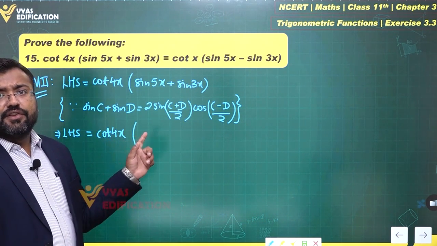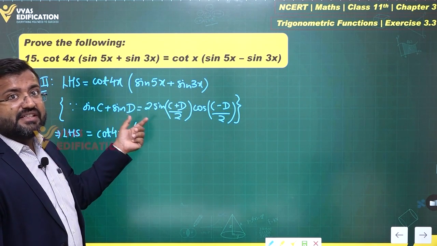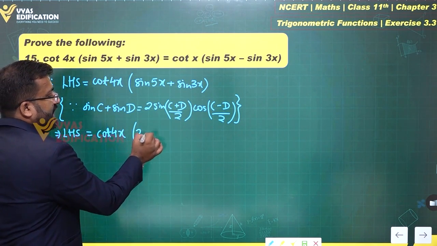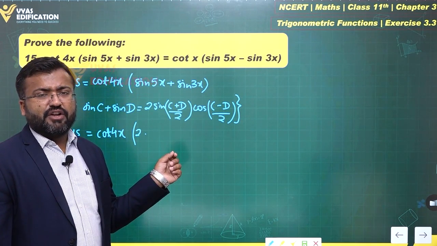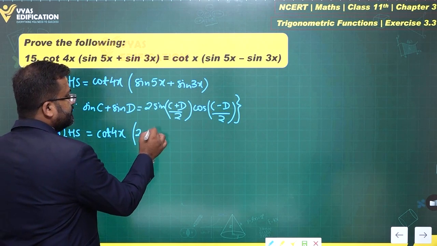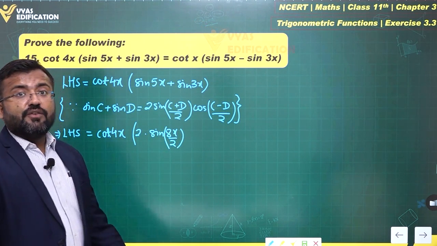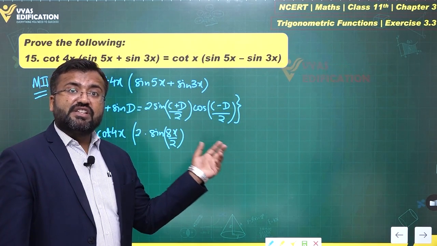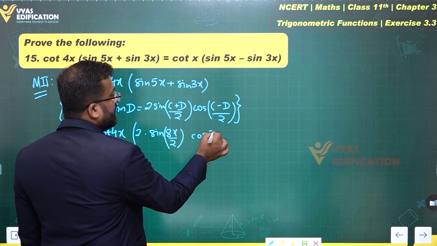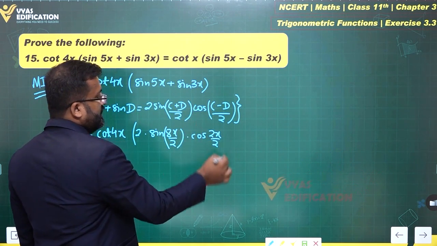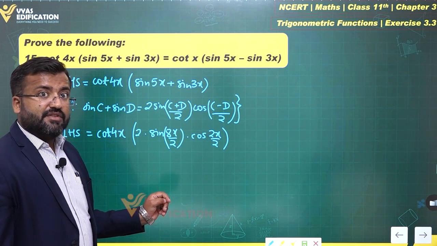What about this? This is sine 5x plus sine 3x, which is similar to sine c plus sine d. This will convert to 2 times sine of c plus d by 2, sine of 5x plus 3x by 2, that is sine 8x by 2, cos of 5x minus 3x by 2, which is cos of 2x by 2. Okay, this is what I get, the bracket. Now all of these terms are in multiplication. Can you observe that? Yes.